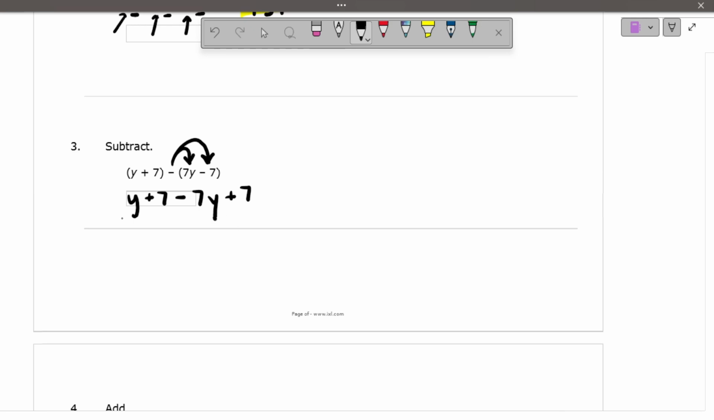So then from here, we'll combine our like terms. So we have a y here and a negative 7y. So that will combine into a negative 6y. And then we have a plus 7 and another plus 7. So that will be 14. Well, that is that answer.